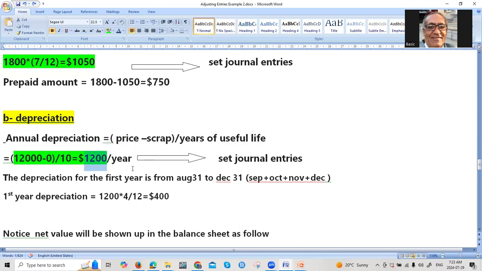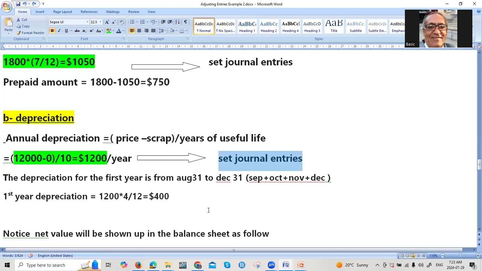So that means this car is going to deteriorate or lose $1,200 of its value each year. This is the meaning of this. The car's price will go down by 1,200 every year. This is the meaning of the annual depreciation: how far the value of the asset goes down every year. So this is 1,200 per year. Then I will have to set the journal entries for this transaction.